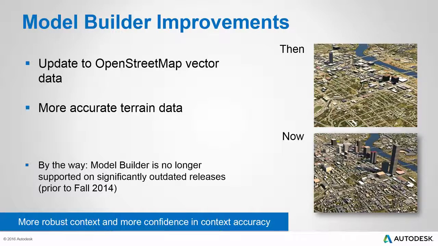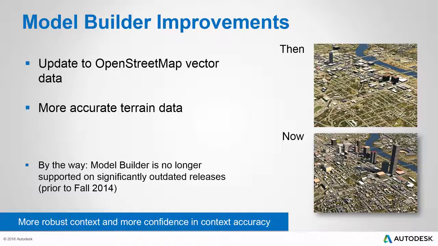Take a look at the sample images from an old InfraWorks 360 model created with Model Builder and the same area with the newly available Model Builder data. Big difference, much more dense data available, and you can see that by the number of buildings that are in the lower image. You'll also notice that the terrain data that Model Builder generates is more accurate than it's ever been before. We've made some changes in the background about how we process that data, and the results are proving to be very positive.